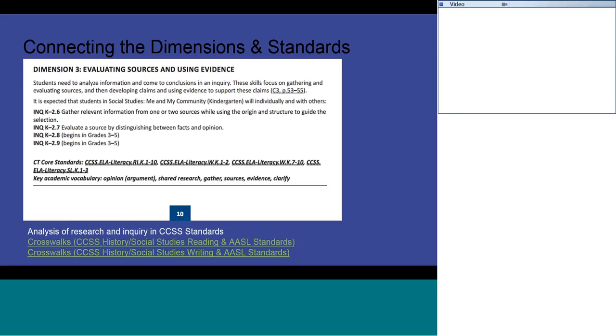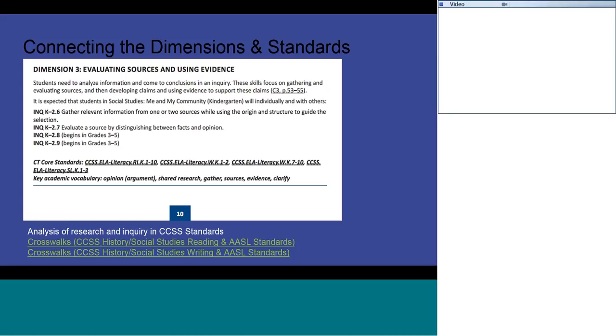When we think of literacy in the social studies, I think that social studies teachers automatically think of research and inquiry, which is why I've put there for you the crosswalk links if you would like more information on that. What the American Association of School Librarians did was make connections between the Common Core and more specific research and inquiry skills that might not be listed in the Common Core. So feel free to go ahead and browse those if you would like to.